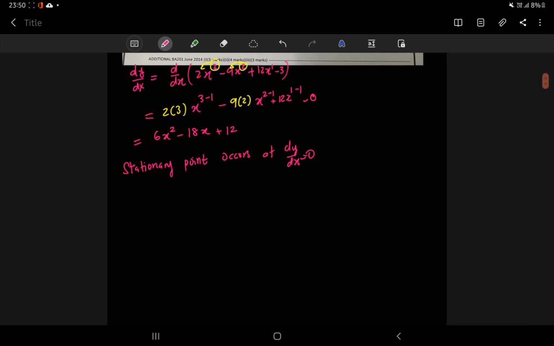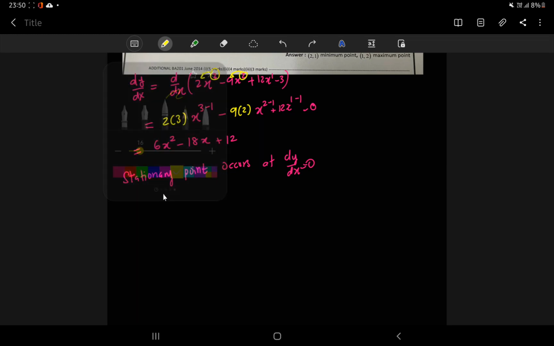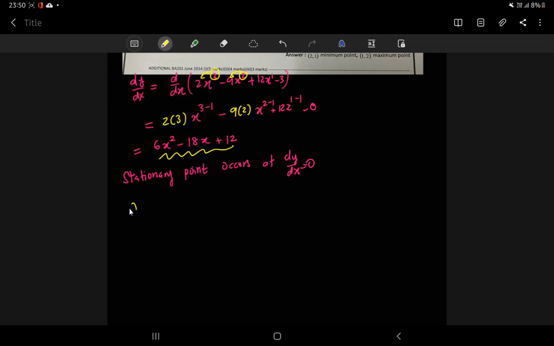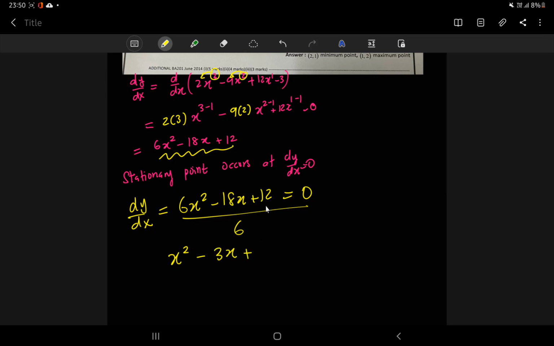Because we know that dy dx is 0, and we already found dy dx to be this value, we just set 6x squared minus 18x plus 12 equals 0. So we need to evaluate this. You can simplify it by dividing everything by 6. 6 divided by 6 is 1, which is x squared, minus 18 divided by 6 is 3x, 12 divided by 6 is 2, 0 divided by 6 is 0. Then you just press the calculator.